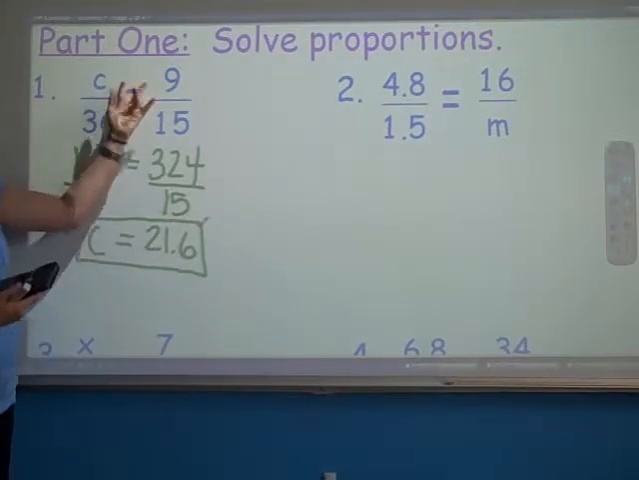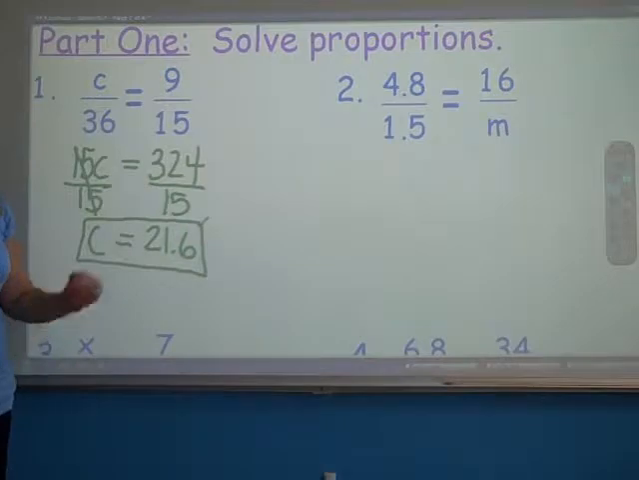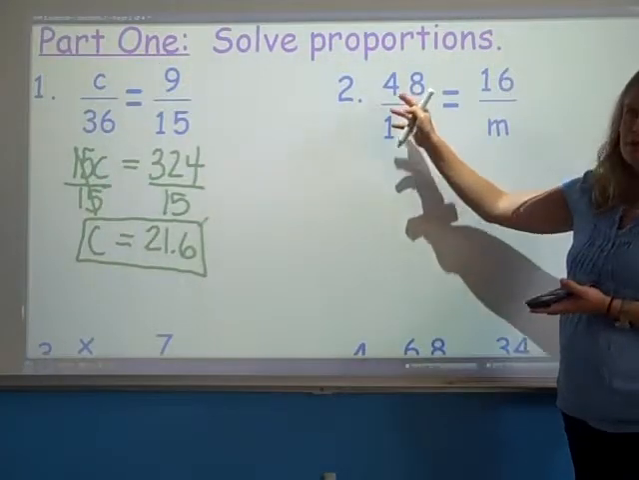Okay? So all three equal signs line up. You've shown me the cross products. You divide both sides out, and you give me the answer. I'll do one more with you, and then you can do two on your own.